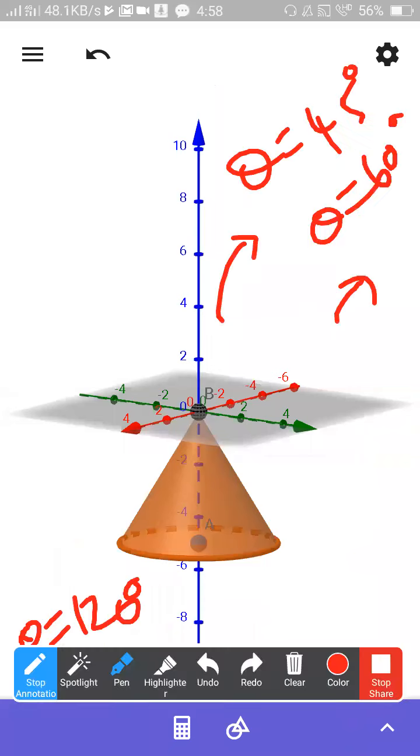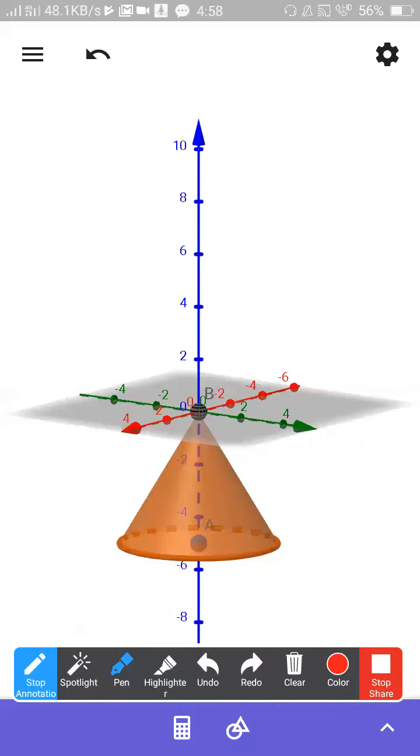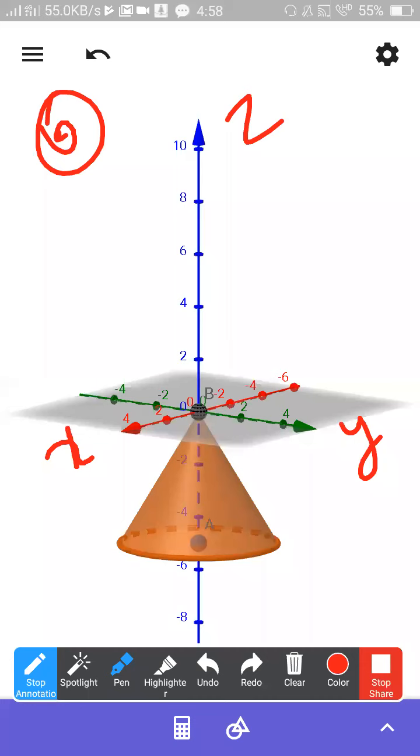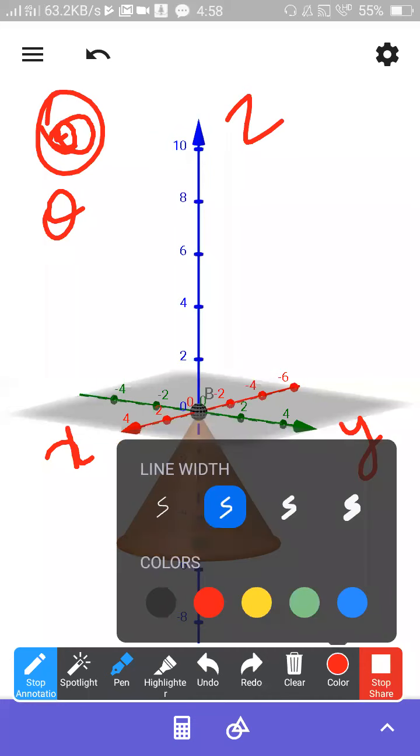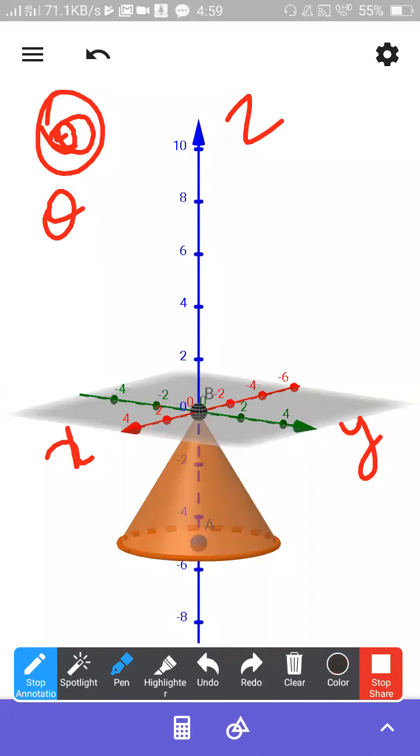My diagram will go like this. This is anyway my x, this is my y, this is my z. Please note down very clearly what I told. What is theta? Theta is always the angle measured from the z axis. Please note down. See, this is the cone surface.